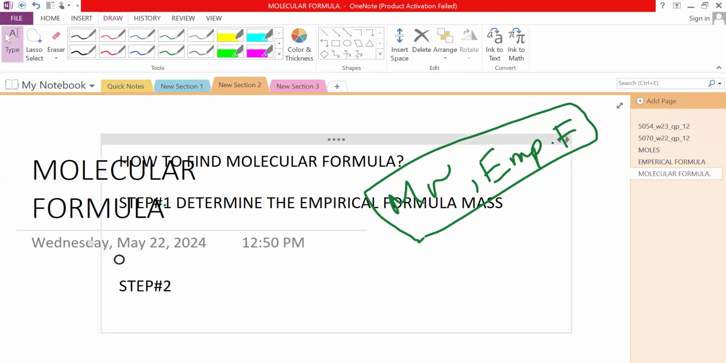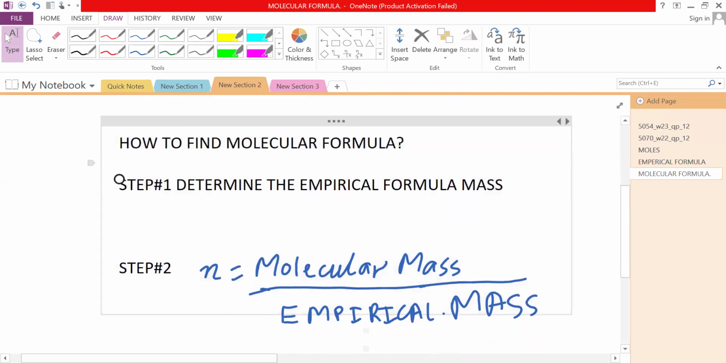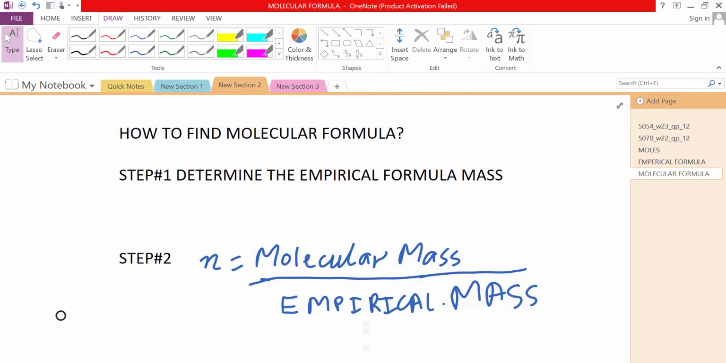Now, step 2 is to use this formula given. You have to memorize this formula. This formula won't be given in the exam, and it is moles equals molecular mass divided by empirical mass. The empirical formula would be given in part A, and you have to calculate the formula mass and divide it by the MR or molecular mass, which would be given in part B.